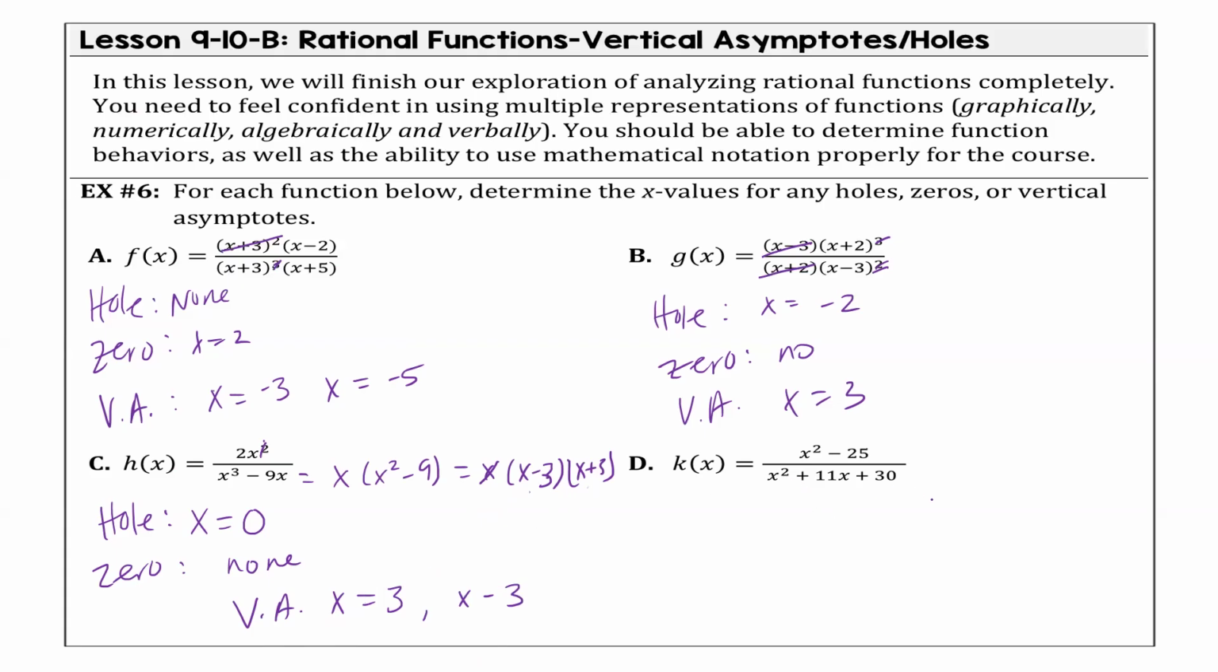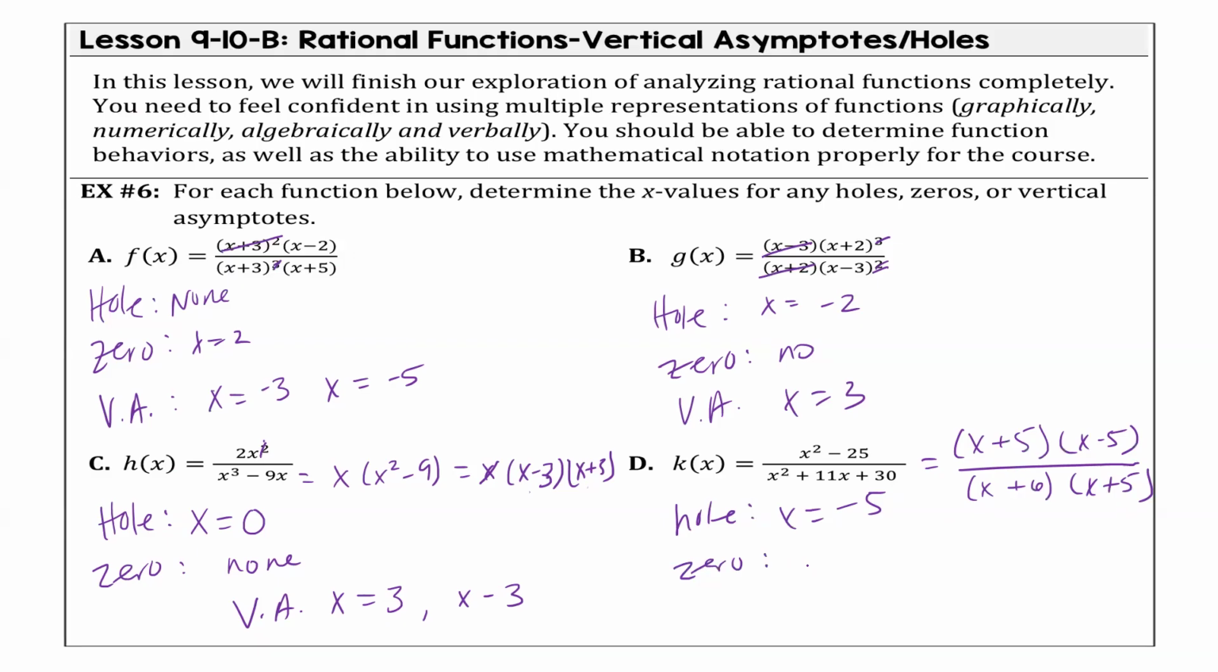Oh no, we're not factored. What do we do? We factor. What multiplies to give me negative 25, but adds to give me 0? Positive 5 and negative 5. What multiplies to give me 30, but adds to give me 11? 6 and 5. All right, here we go. Hole, where? Negative 5. 0.